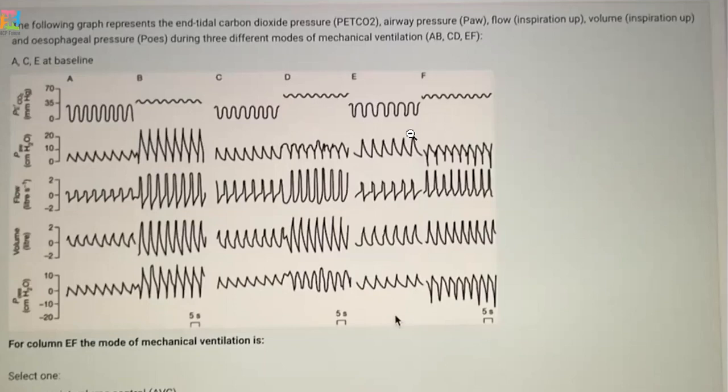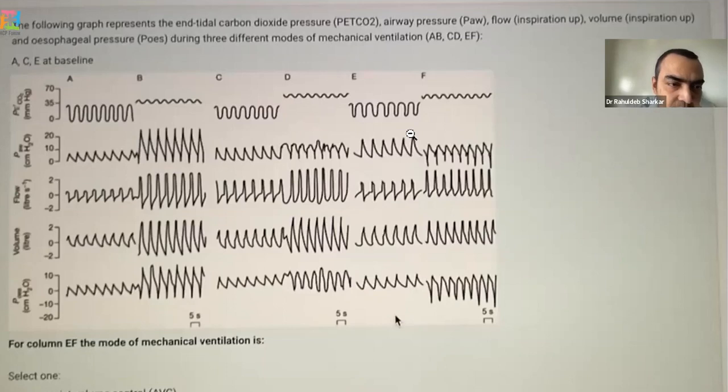The first waveform is end-tidal carbon dioxide. The second one is the airway pressure. Third is flow. Fourth is volume, and the fifth one is esophageal pressure. Obviously carbon dioxide isn't going to help here at all, so you can totally disregard that.